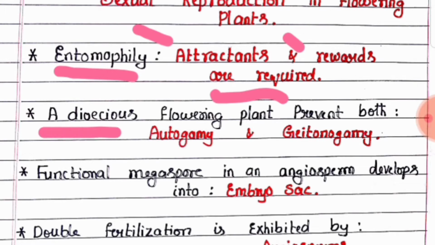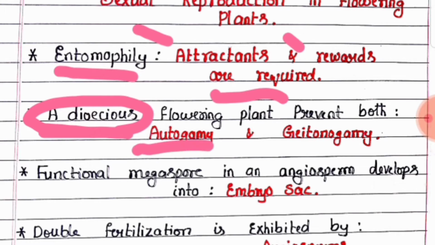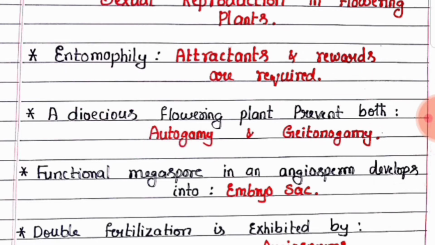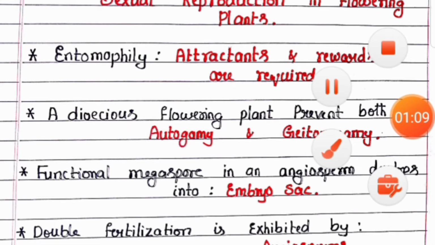A dioecious flowering plant prevents both. First of all, dioecious means unisexual flower. So they can prevent both autogamy, meaning self pollination, and even geitonogamy. Geitonogamy means transfer of pollen grains from anther to the stigma of two different flowers of the same plant. Both can be prevented in dioecious flowering plants.